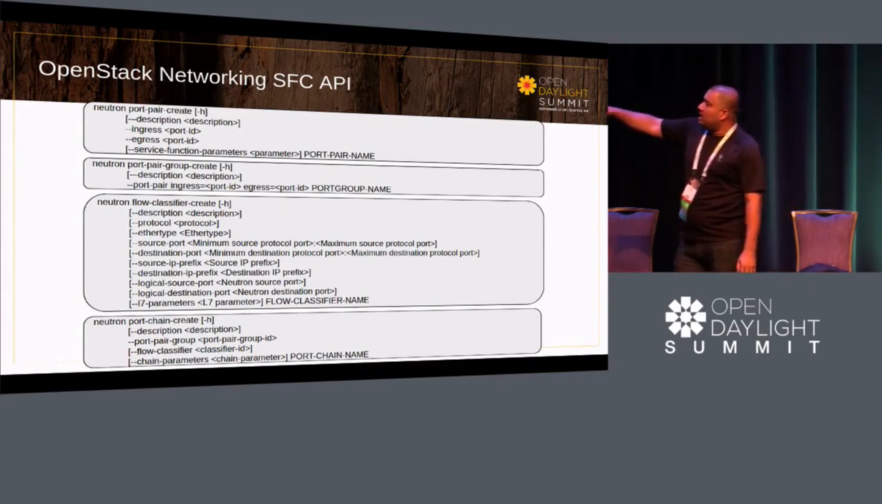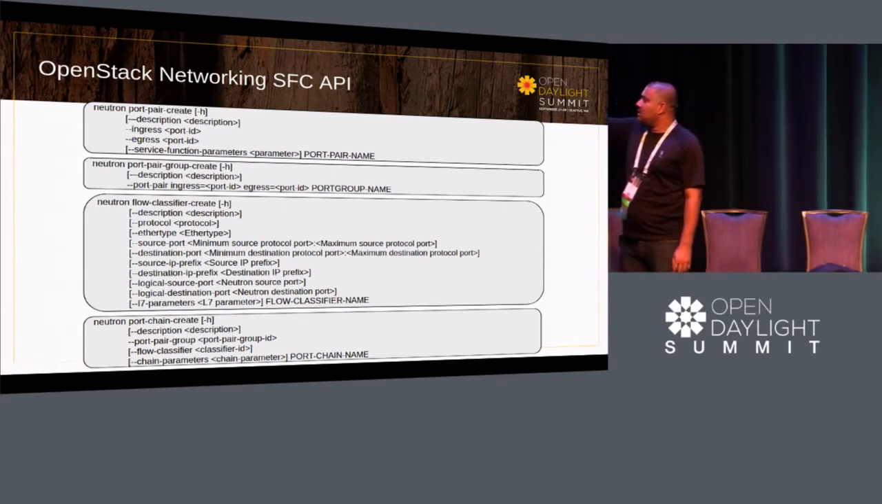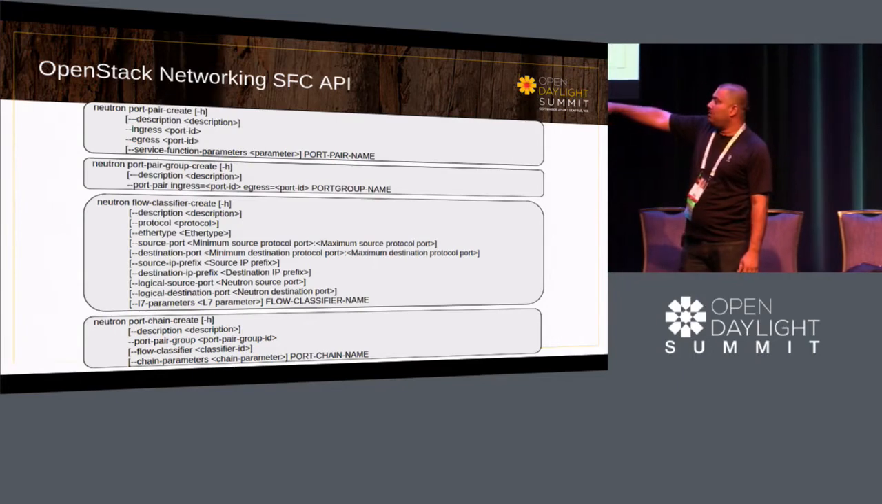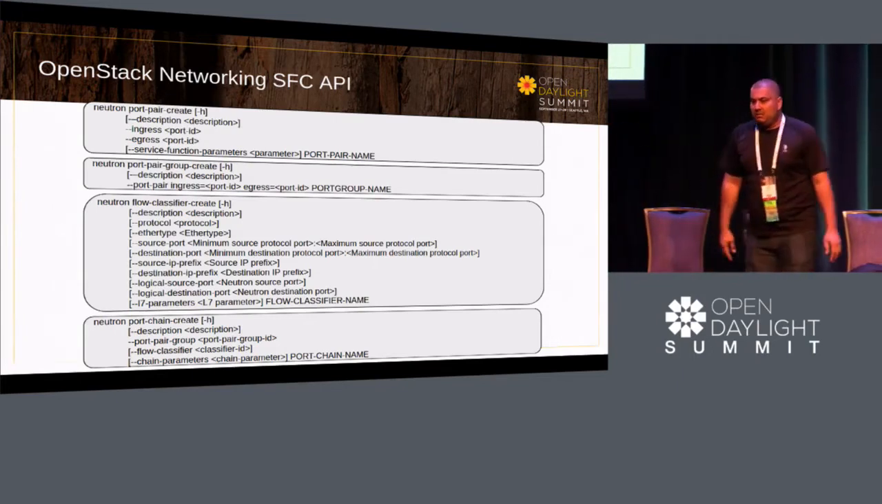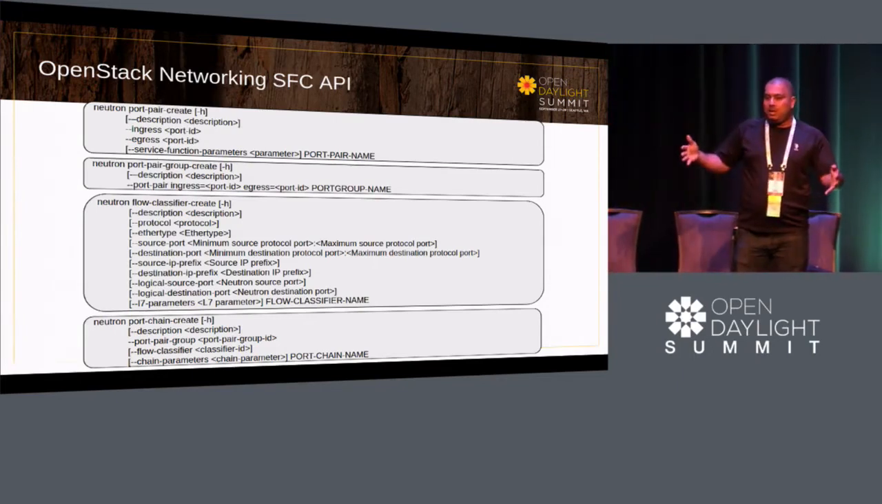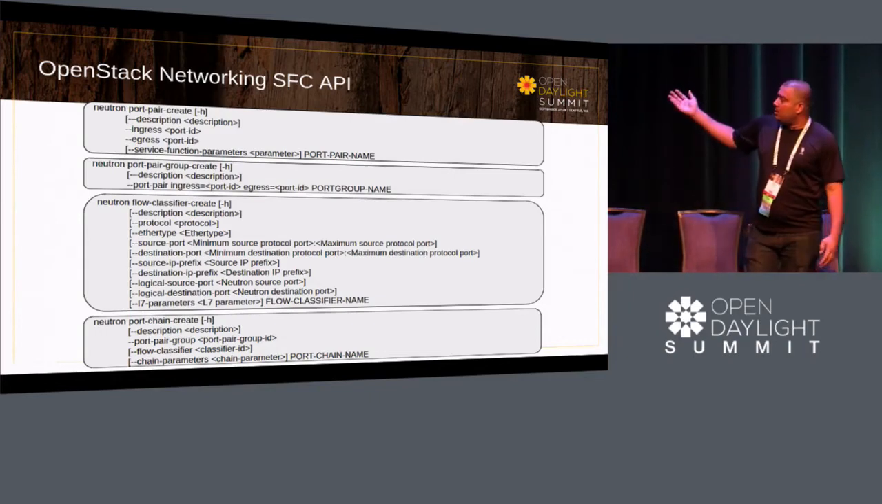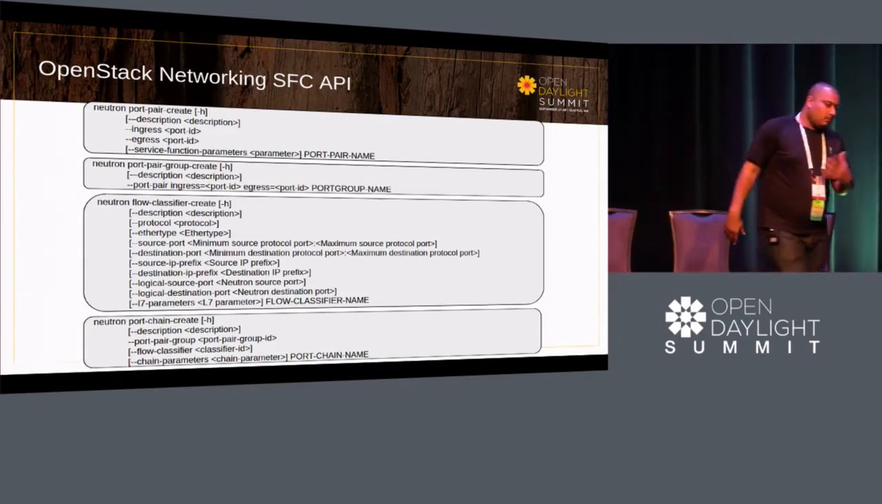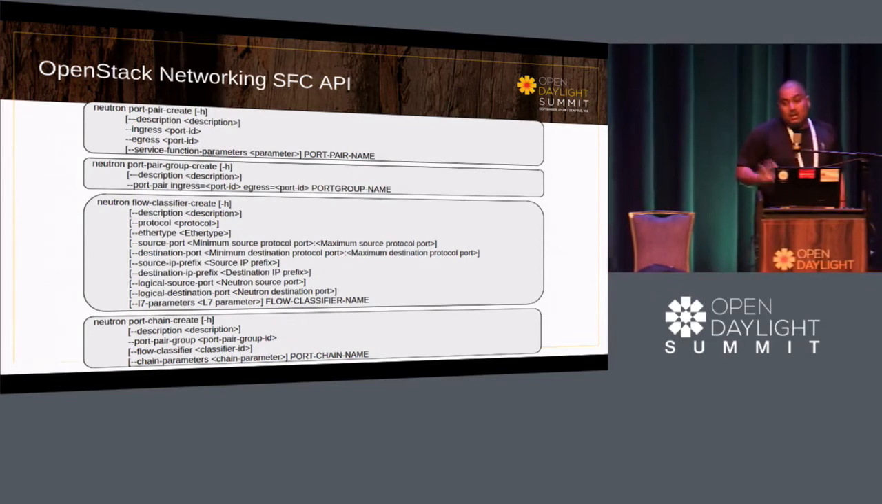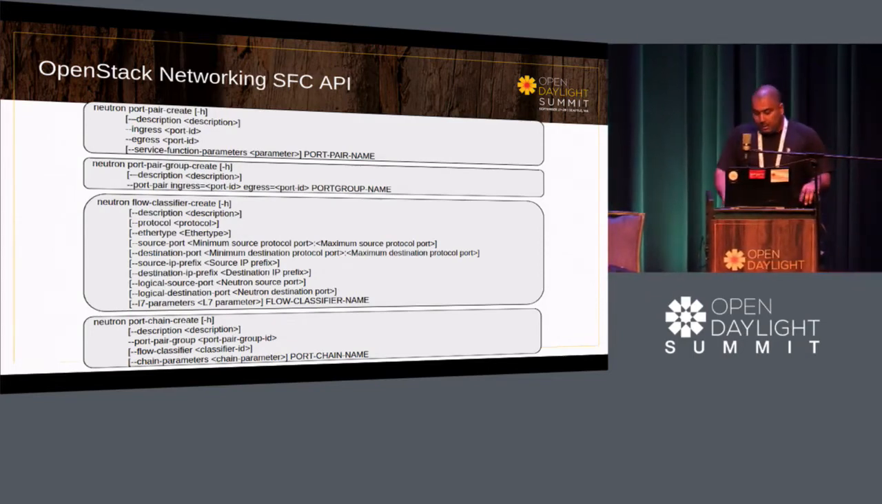Then you have port chain create. The port chain create just takes a port pair group and a flow classifier as input. You specify the classifier and say, these are my port pair groups. You can provide multiple port pair groups and it will create a chain across them. That's how these APIs, at least version 1, are implemented.